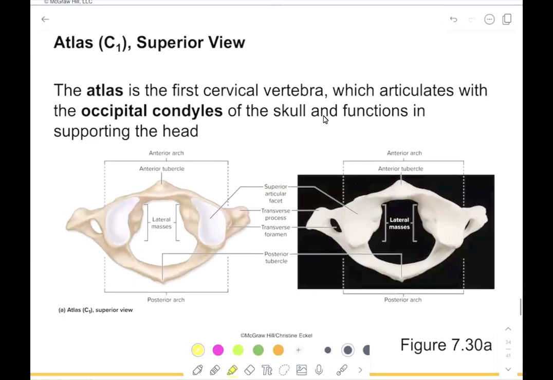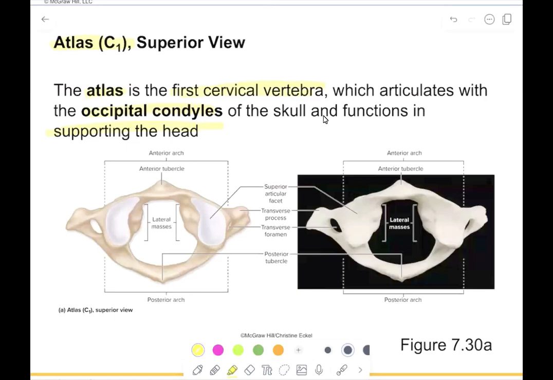When we look at the superior view of the atlas, remember there's only two vertebrae that have their own name. C1 is called the atlas, and C2 is called the axis. The atlas is the first cervical vertebra, which articulates with the occipital condyles. Remember, the occipital condyles can be seen from an inferior view of the skull, and they're on either side of the foramen magnum. So they support the head.